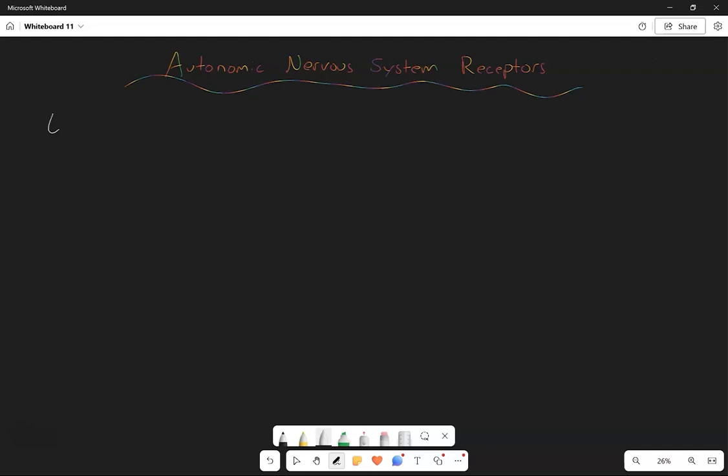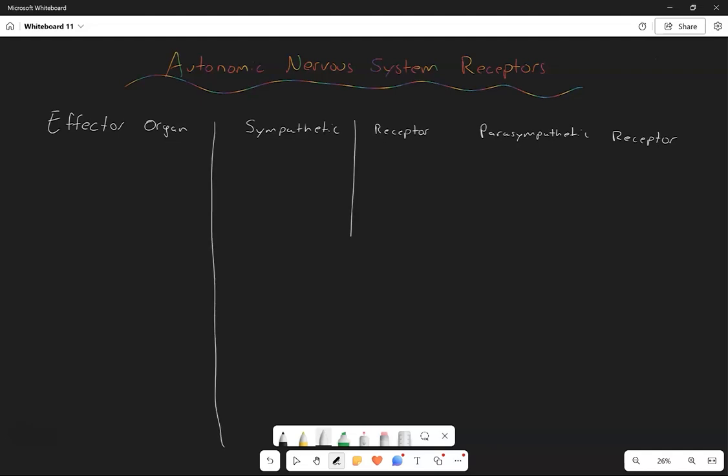So all of the different organs can be innervated by the autonomic nervous system. We have an effector organ, and we have the sympathetic division that's going to innervate it, and it's going to use a certain type of receptor. And the parasympathetic division is going to innervate it and cause a response, and it's going to use a specific type of receptor. So we can make a nice little chart here.